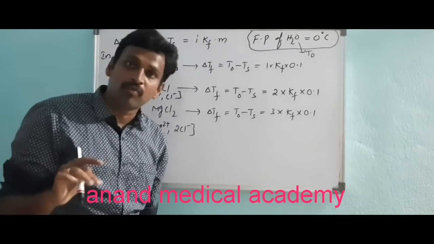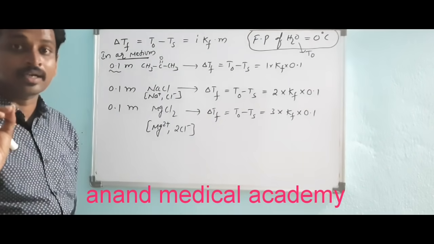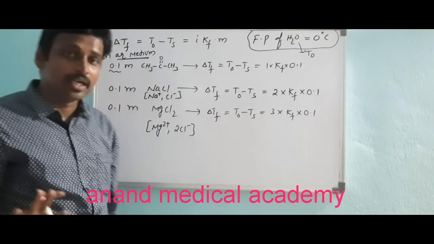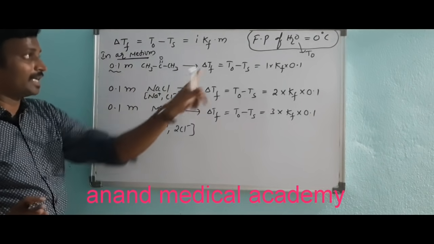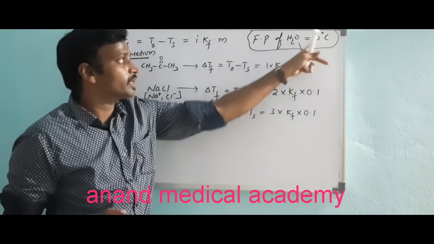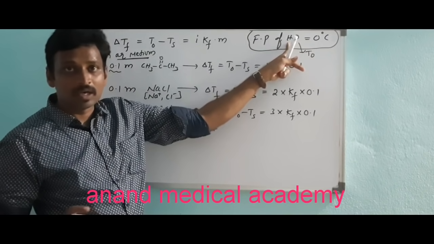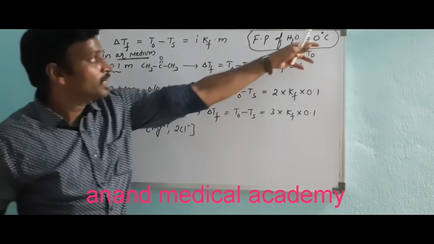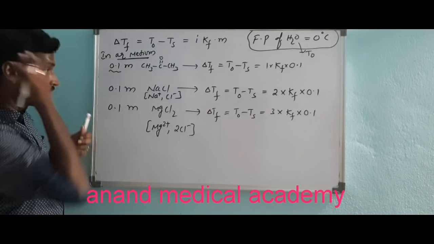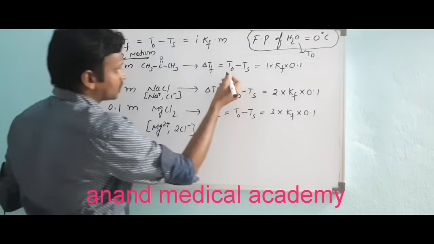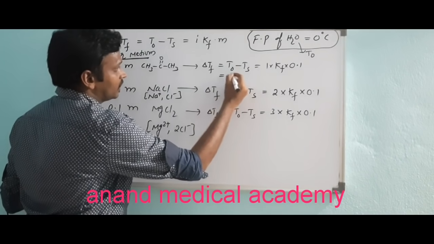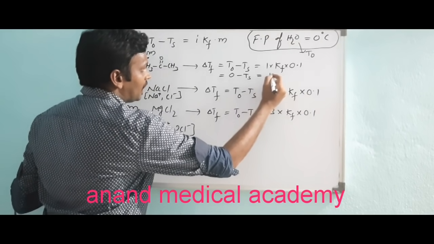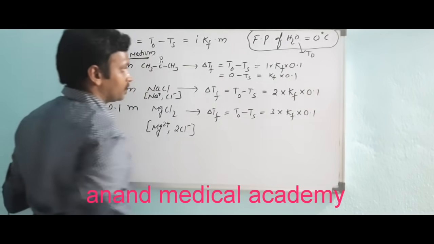Sir, the boiling point of water, everybody knows, 100 degrees Celsius we have to consider. That also they won't provide in numericals. Got it? If they say aqueous medium, the freezing point of water, the solvent, I am considering as T naught. So T naught is equal to 0 degrees Celsius. So in all these three I can write 0 minus Ts is equal to i into Kf into 0.1.